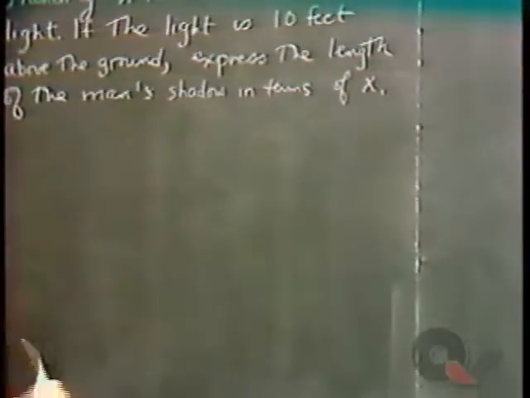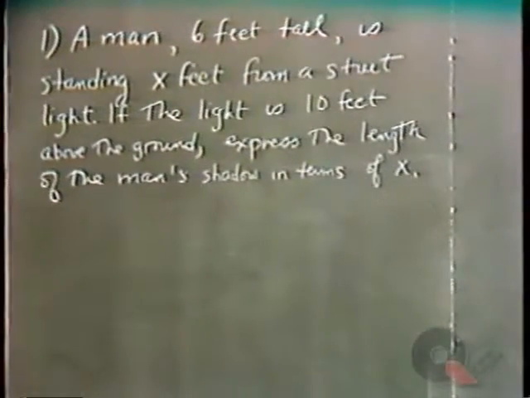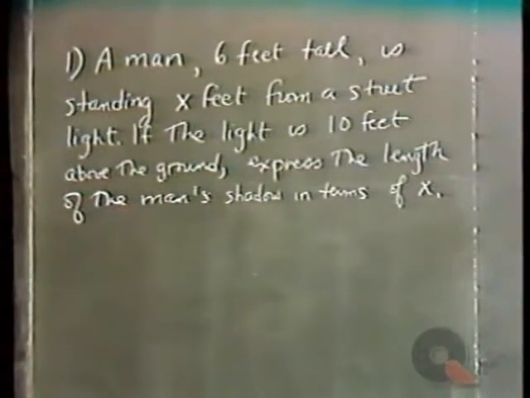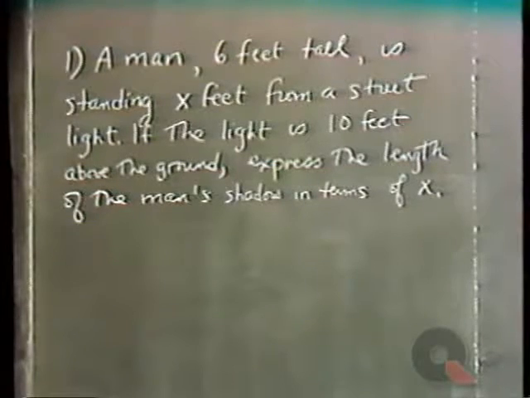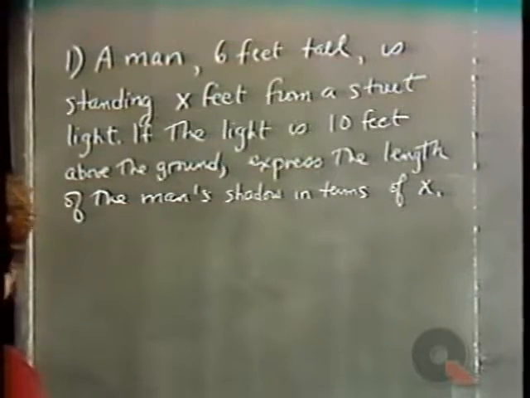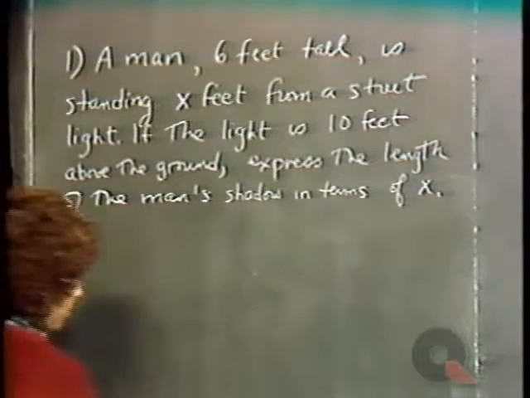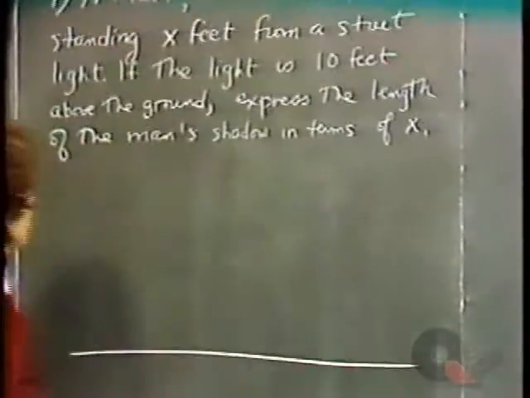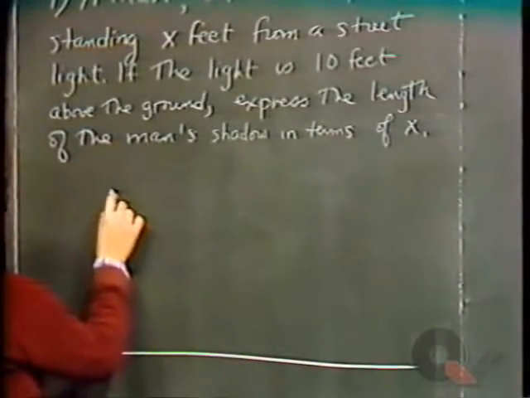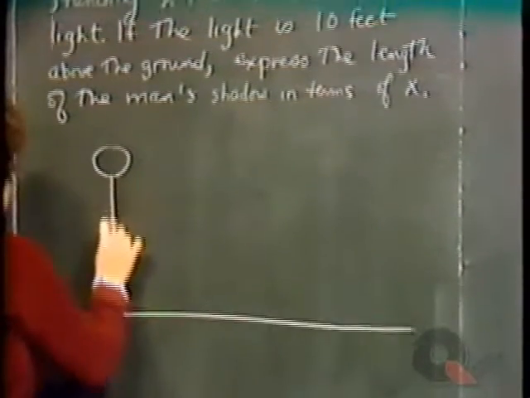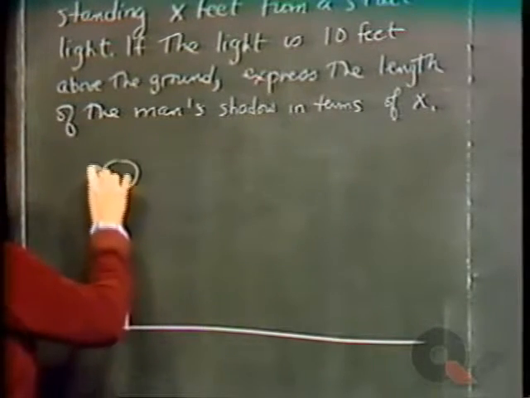Okay, the first problem that you have on your sheets is the following. A man 6 feet tall is standing X feet from a street light. If the light is 10 feet above the ground, express the length of the man's shadow in terms of X. Okay, we have a situation like this. Here is the ground, here is the street light shining out on us.